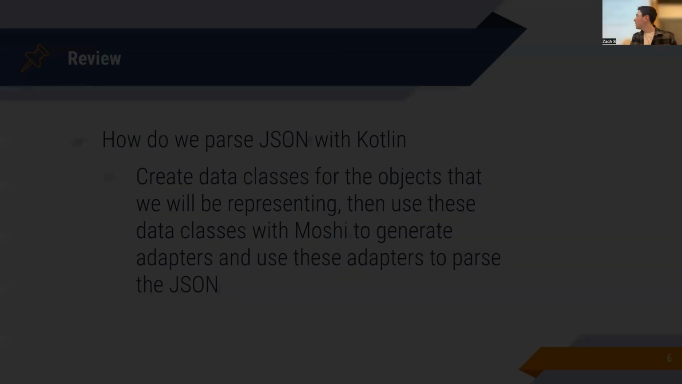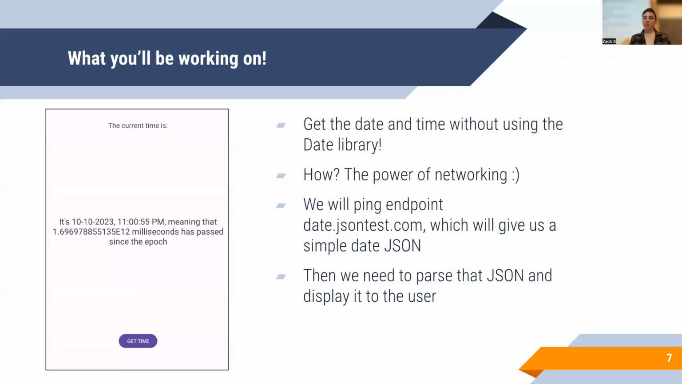Cool. Okay. So with that little review out of the way, here's what we're going to be working on, which is an interesting challenge. We're going to try to get the date and time without using the Java date time library. The way that we're going to do that is through a network request. We have this website, date.jsontest.com, and when we ping this website, it's going to return the JSON that represents the current date. So that's how we're going to get our date. We're going to pretend the Java date library doesn't exist.